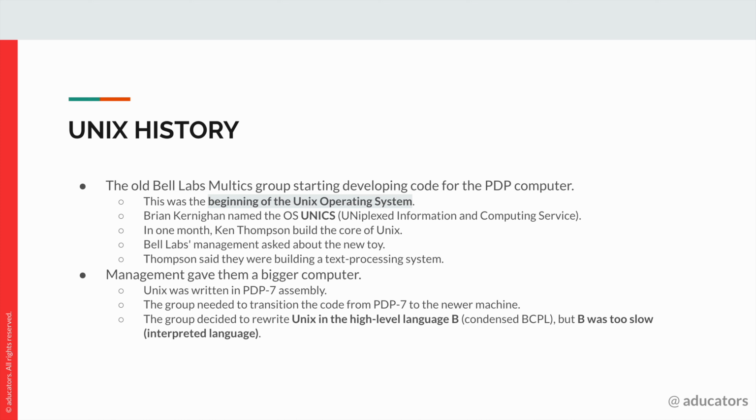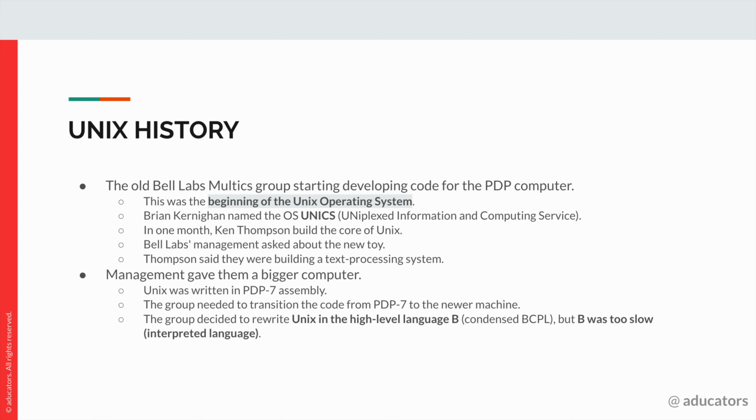Bell Labs management asked about the new toy. Thompson said they were building a text processing system. Management gave them a bigger computer. Unix was written in PDP-7 assembly, so the group needed to transition the code from the PDP-7 to the newer machine.